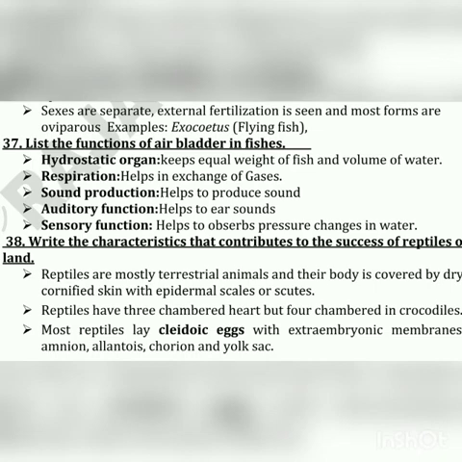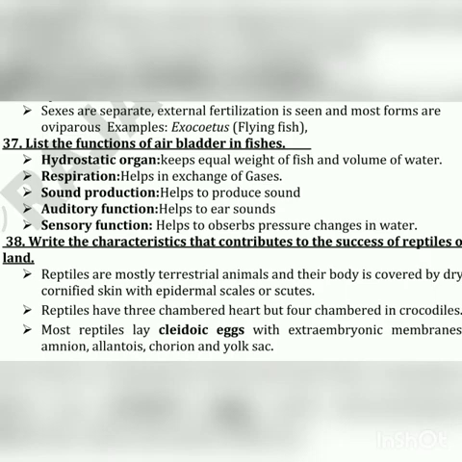It also helps in respiration by exchange of gases. They also help in sound production. That means it produces some sounds; with the help of this air bladder, sounds can be produced. It also acts as an auditory function which helps to hear the sound. And the last one is the sensory function. It helps to observe the pressure changes in water, and helps in maintaining osmolality. So these are the functions of air bladder in fishes: hydrostatic organ, respiration, sound production, auditory function and sensory function.